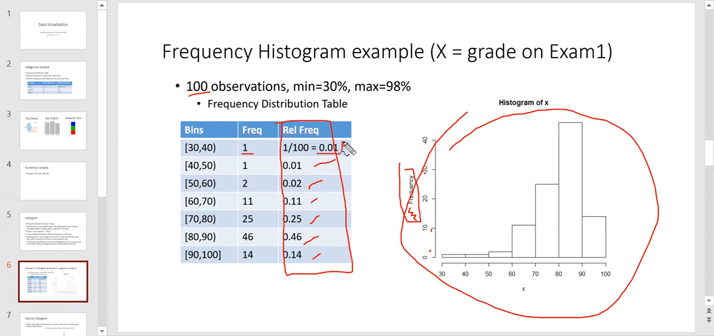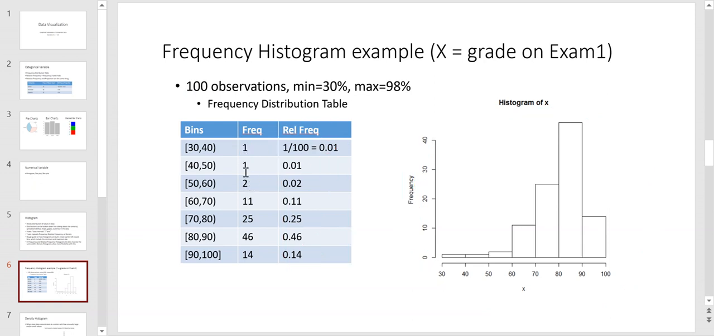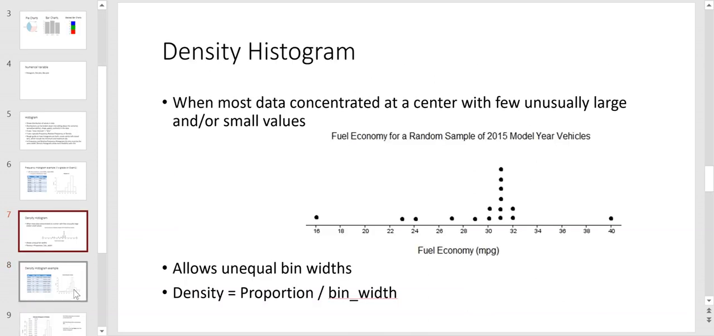It turns out it's just 1% in this case, and that's more informative than just knowing there was one. Okay, so very little difference between those two. Now I want to make a case for the more sophisticated version of the histogram called a density histogram.